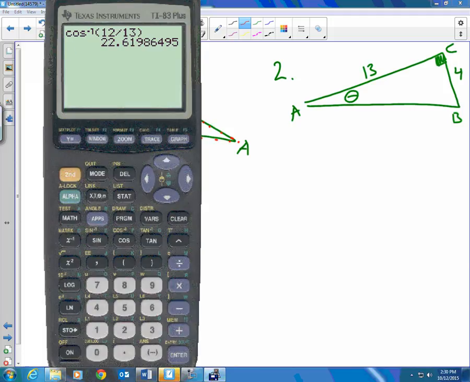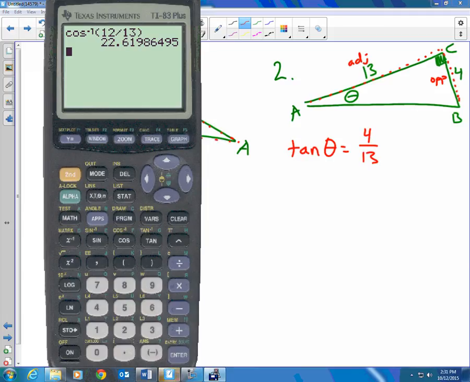Number 2, find the missing angle. So I want to find theta. You tell me. I'm going to mark out my sides. What side is 13? That's the adjacent side. What side is 4? Opposite. So which of my trig functions do I use? So I say the tangent of theta is equal to, what's the ratio?